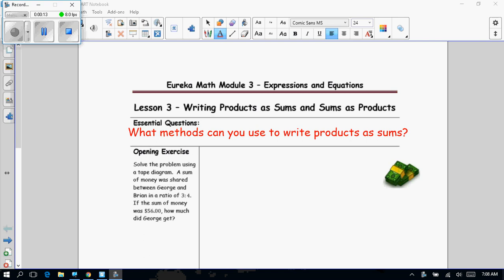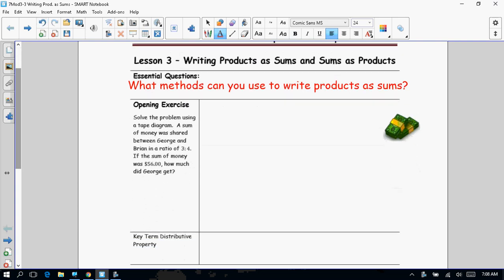You will notice the essential question is already up, and I have on there, what methods can you use to write products as sums? All right, opening exercise. Solve the problem using a tape diagram. Those of us who are visual learners like these.